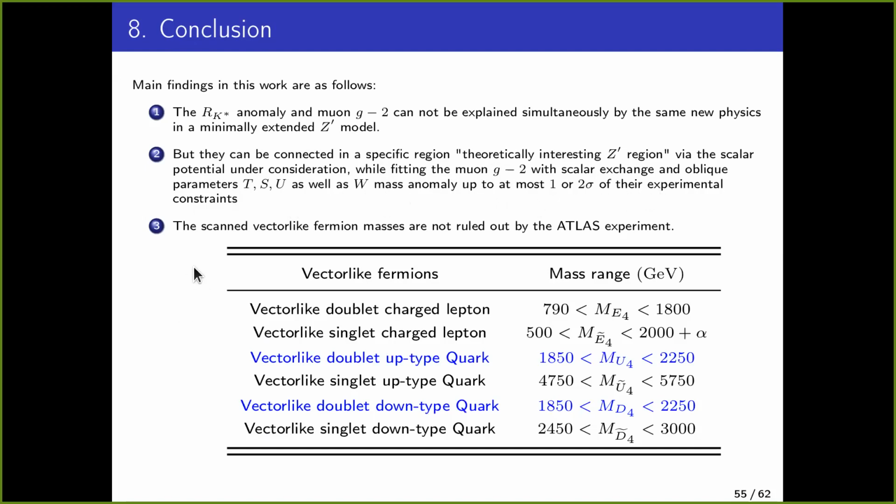Finally, the scanned vector-like fermion masses are not ruled out by the collider experiments. Here I listed all the vector-like fermion representations investigated in this model, and none of these vector-like fermion masses are ruled out by the collider experimental region. The ones highlighted in blue have degenerate masses, which plays a very crucial role in explaining the oblique parameters without violating the custodial symmetry or other symmetries.